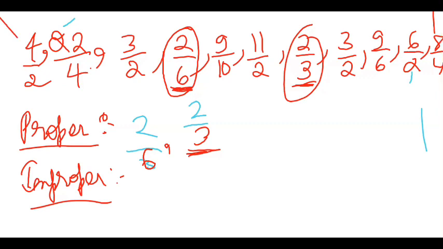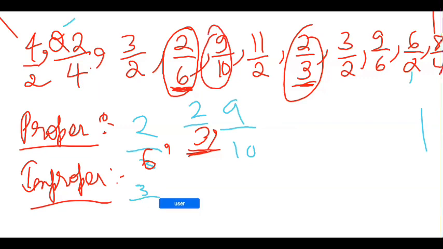Aisha, any doubts? Excellent. 9/10 is a proper fraction. Why is it proper? Because numerator 9 is lesser than denominator 10. So what is a proper fraction after this? Improper? Yes. Propers are over? Yes. Out of all of these, only 3 were proper fractions.